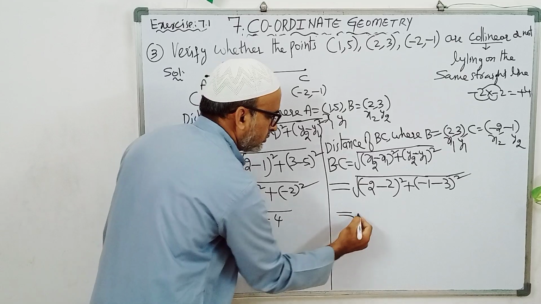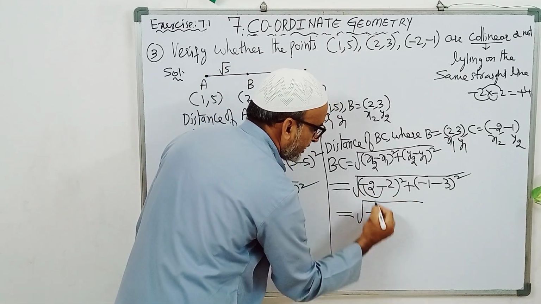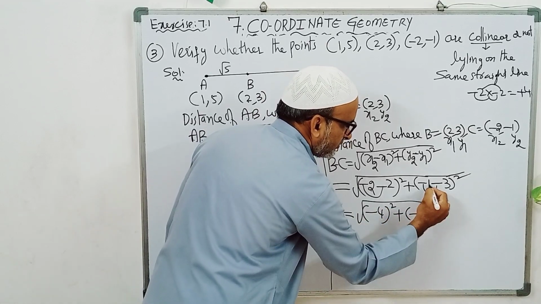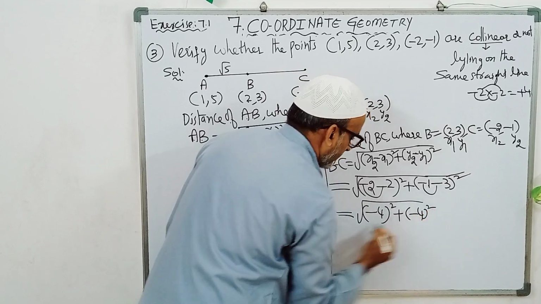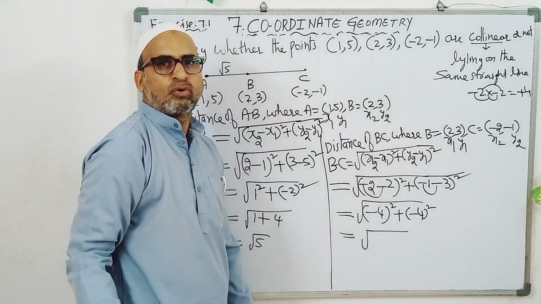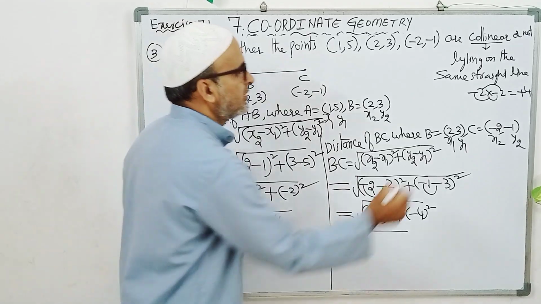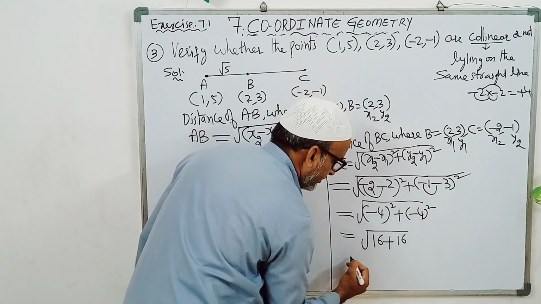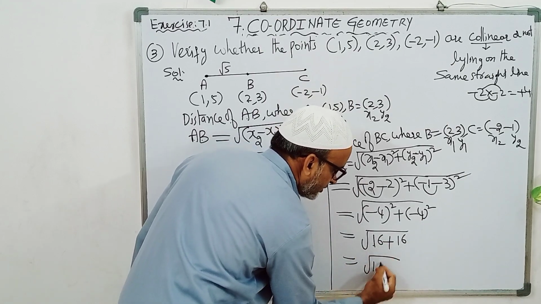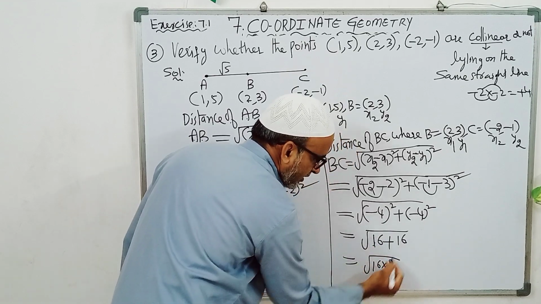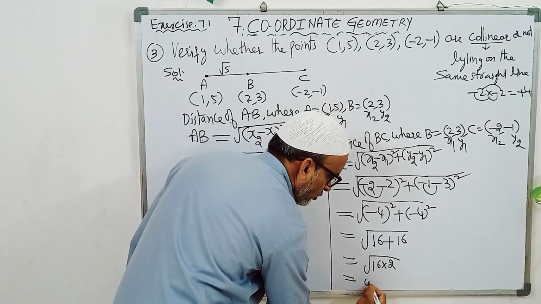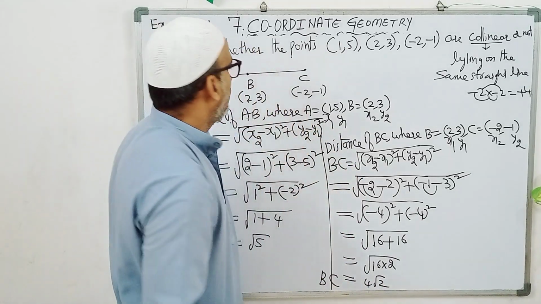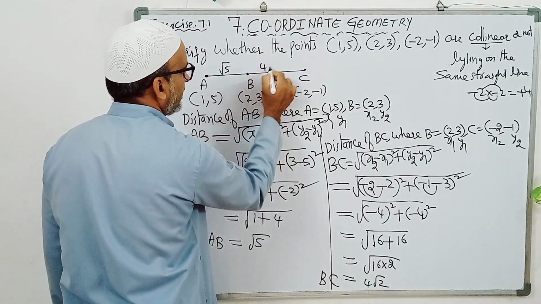That is equal to square root of, both the signs are same, minus 2 minus 2 is minus 4 whole square, and both the signs are same, minus 1 minus 3 is minus 4 whole square. Minus 4 into minus 4, minus into minus is plus, 4 4s are 16, plus this also 16. Repeated addition, 16 is coming 2 times. Square root of 16 is 4, so 4 root 2. This is the distance of BC. Now how much you got? 4 root 2.